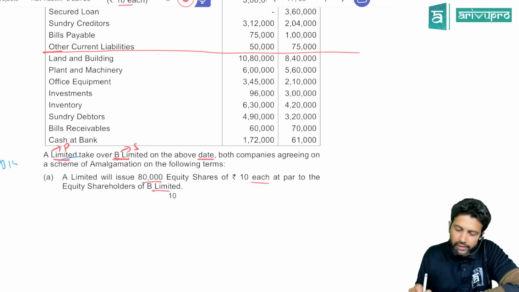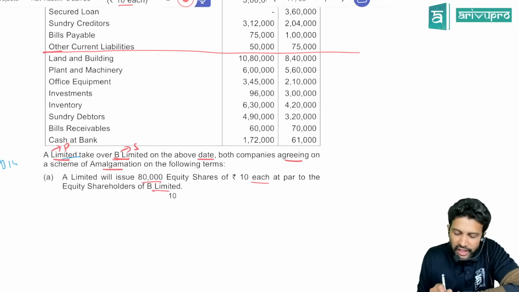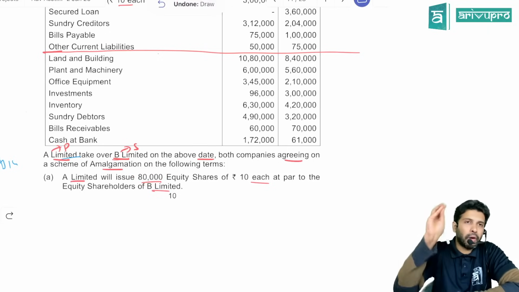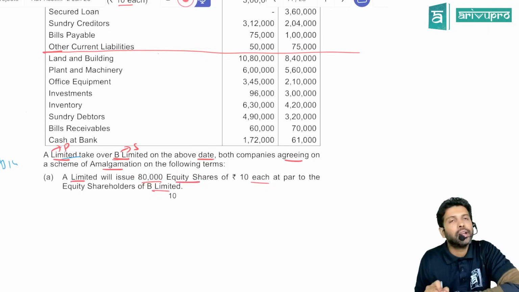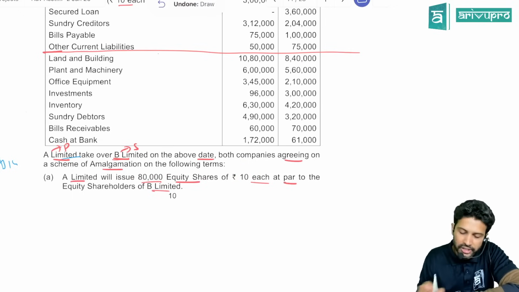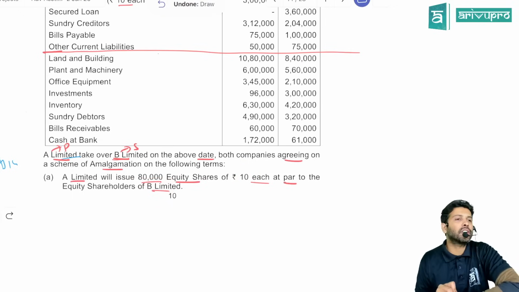On the above date, both the companies have agreed the scheme of amalgamation in the following terms. A Limited will issue 80,000. That means this 80,000 is the number of shares. And what shares is that? Equity shares of how much value? 10 each, and it is issued at par itself. To whom? Equity shareholders of B Limited.